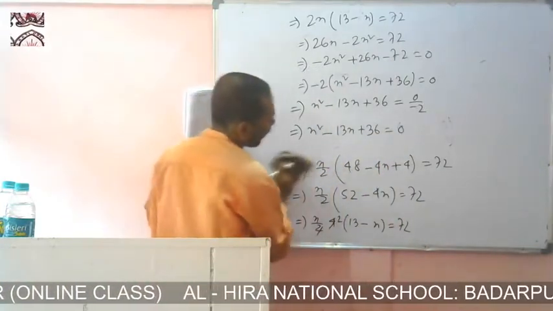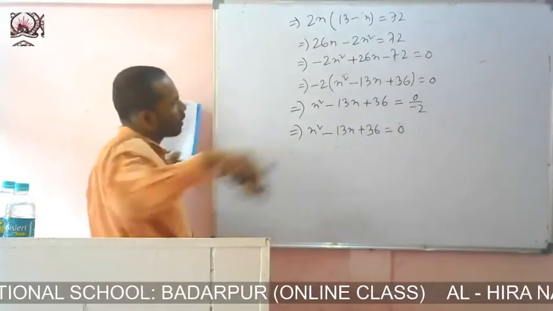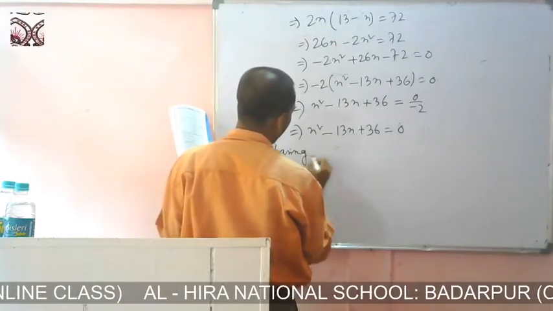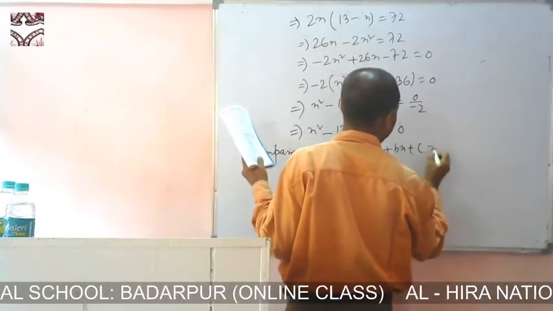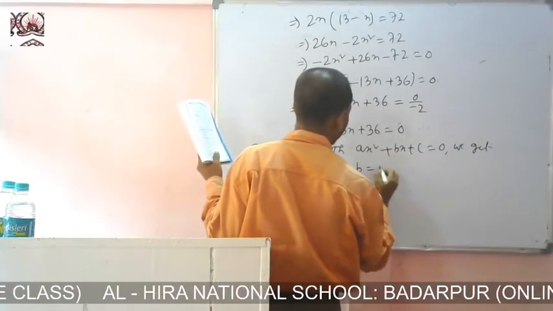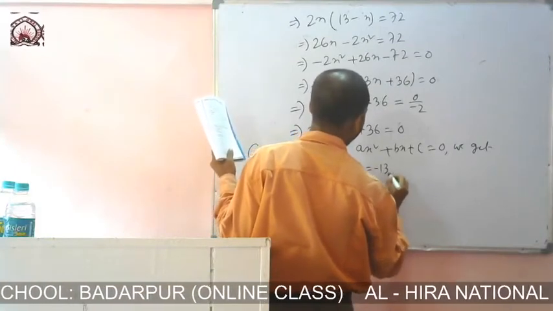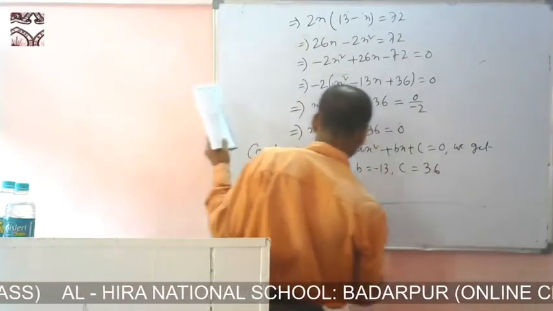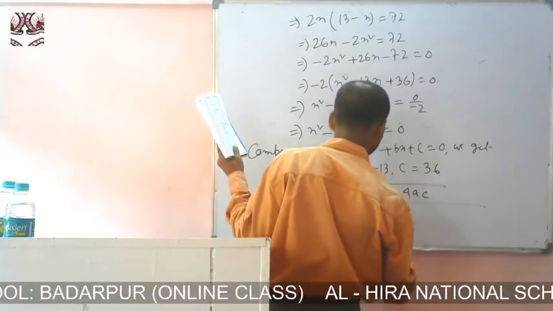So this we can solve using the quadratic formula. So the quadratic formula is, comparing with ax square plus bx plus c is equal to 0, we get a is equal to 1, b is equal to minus 13, c is equal to 36. x is equal to minus b plus minus root over b square minus 4ac by twice a.